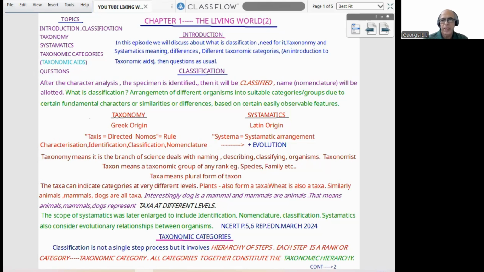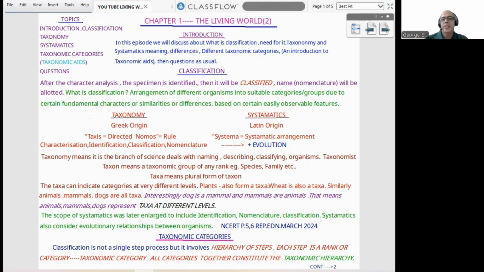You may be familiar with the term taxonomist, who works in taxonomy. Taxon means a taxonomic group of any rank. Typical examples are species, genus, family, etc. That is a taxon. What is taxa? Taxa means the plural form of taxon. So the words have slight differences: taxon, taxa, taxonomy, systematics, etc. Now, taxa can indicate categories at very different levels.